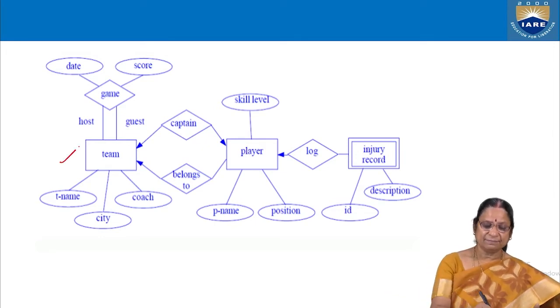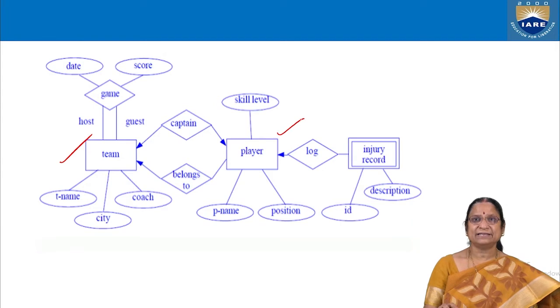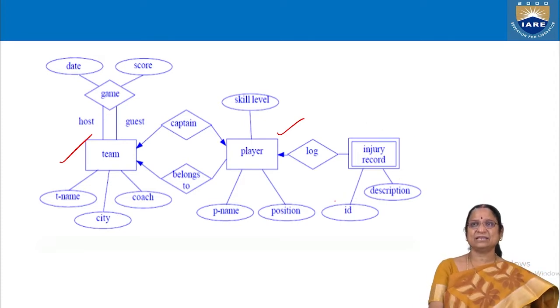So these are the entity sets: team and, majorly, player. And we have injury records. An injury record is considered a weak entity set because it doesn't have any specific key definition.